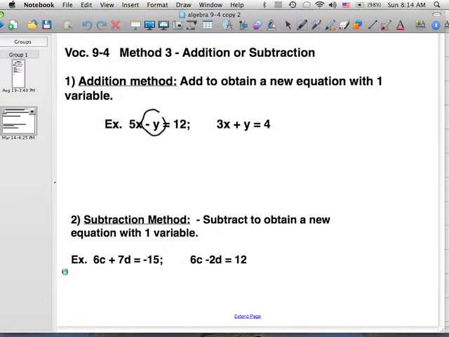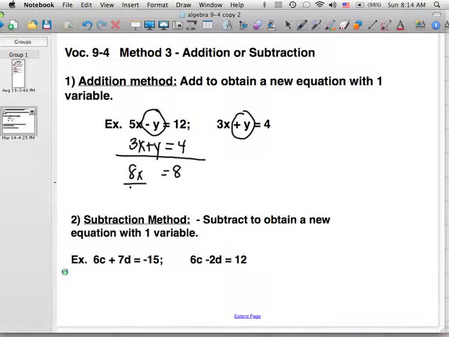And if I look carefully, I can see that there's a minus y and a positive y here. So if I add them, the y will go away. So I have 3x plus y equals 4. And I'm just going to set up an addition problem. I add these together, I get 8x. The negative y and the positive y disappear, make 0, and we get 8. And then we solve for x, divide by 8, and we get x equals 1.